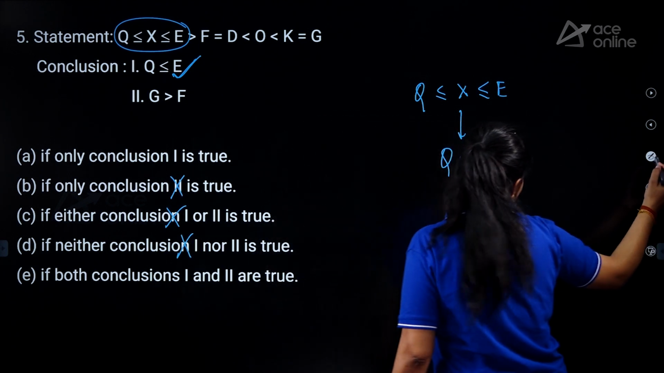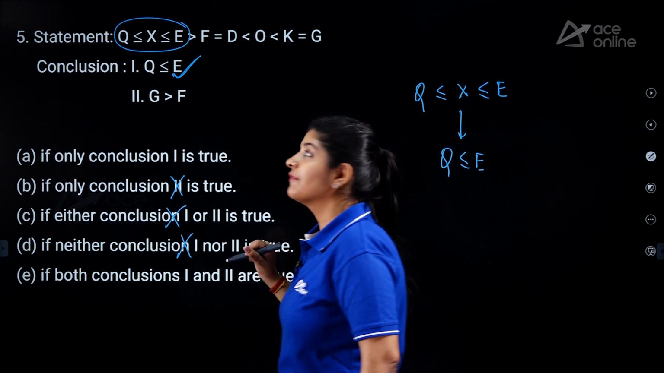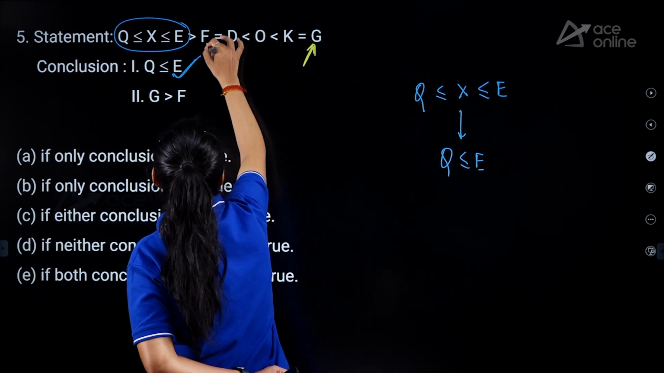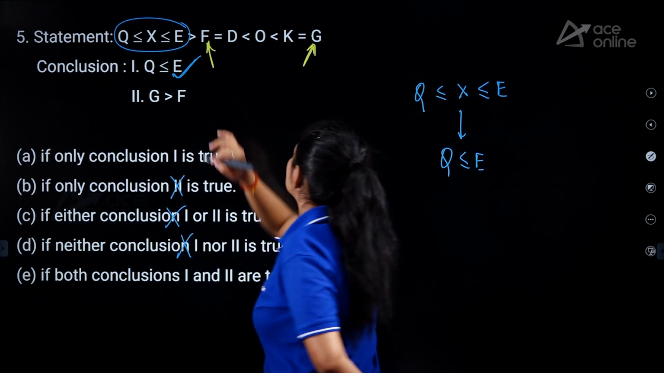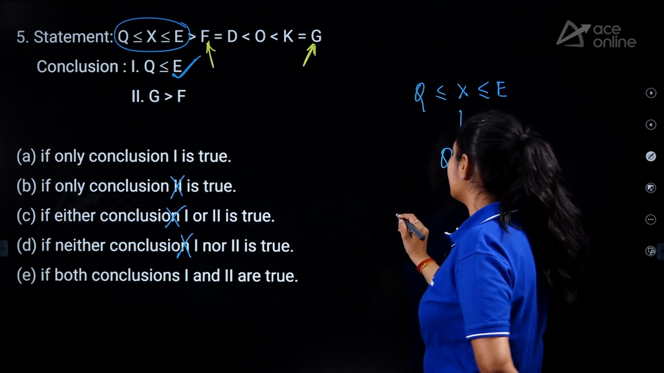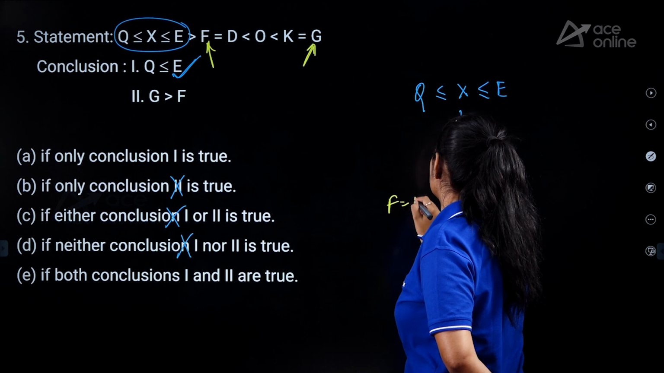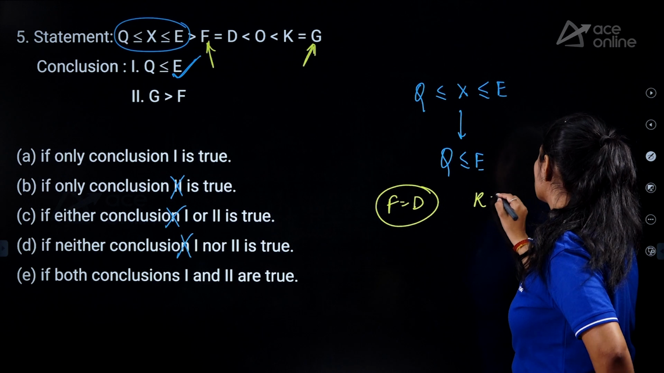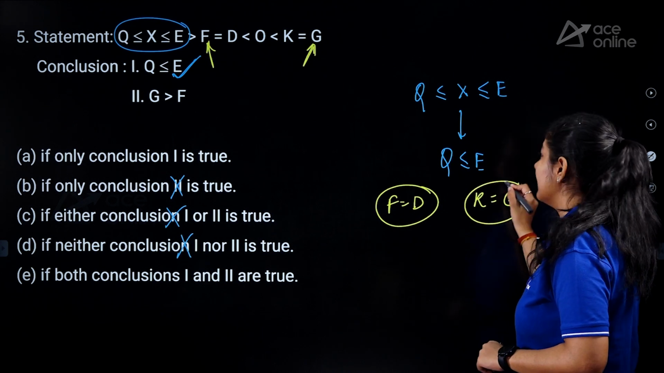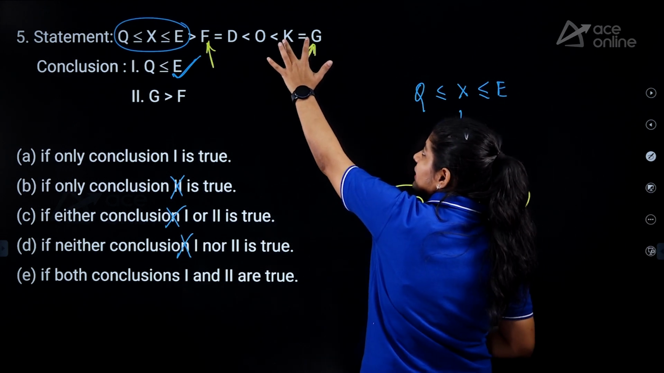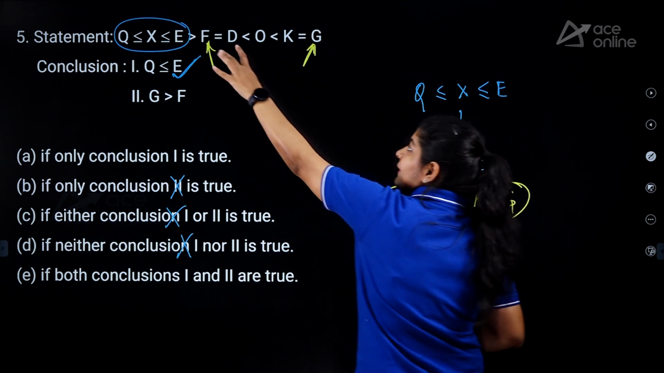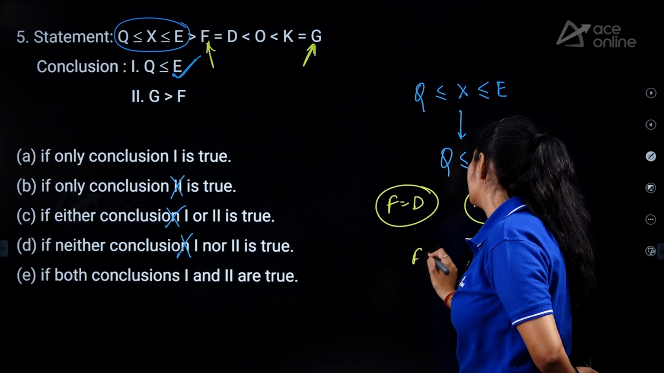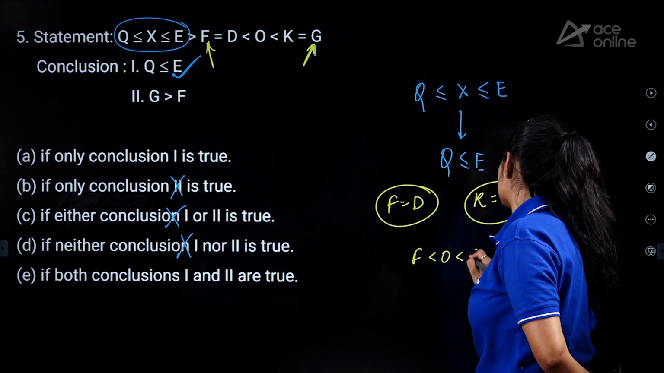G is greater than F. Where we are having G, and where we are having F. If we see this particular segment, here we are having F equals to D, right? And here we are also having K equals to G. You can see over here we are having K equals to G and F equals to D. So if we want to write it, we can simply write F is greater than O is greater than G.